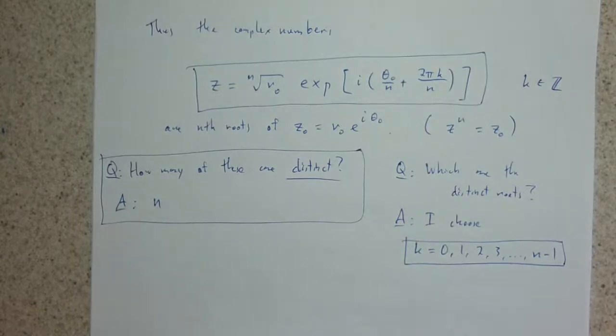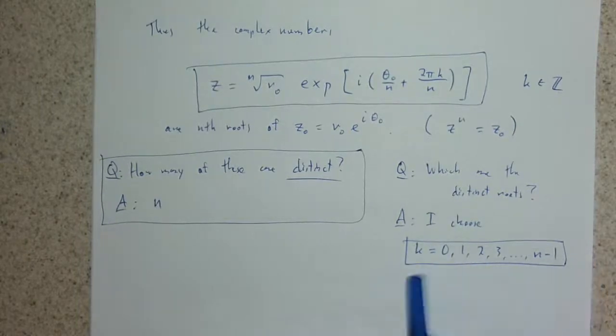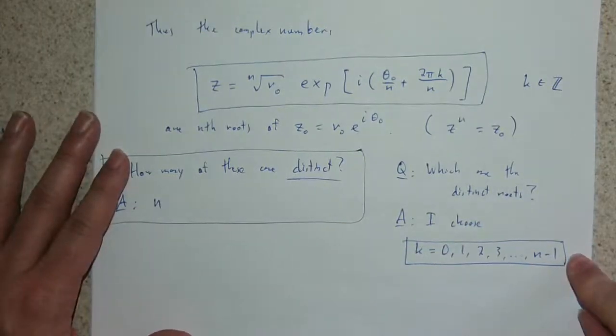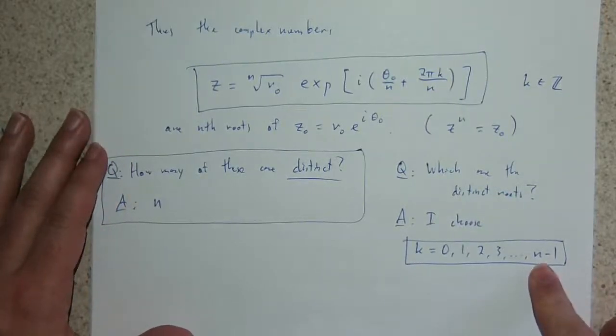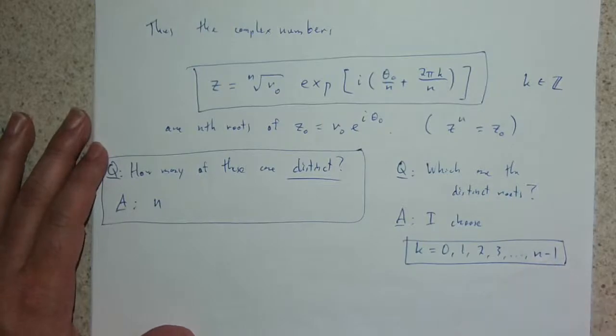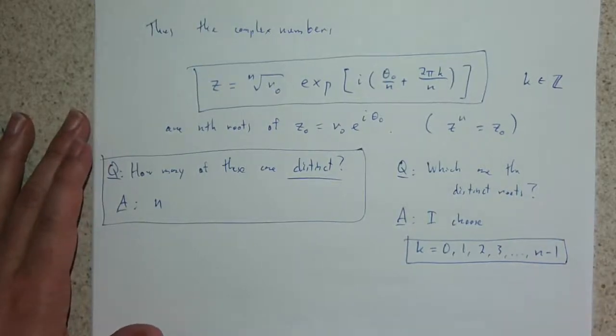Why though? Why is this the list? Could I make any other list of choices of k to get the n distinct roots? The answer is yes, right? I could start literally at n and go to n plus 1, n plus 2, n plus 3, and so on, all the way to n plus n minus 1, and also get the same list of roots.